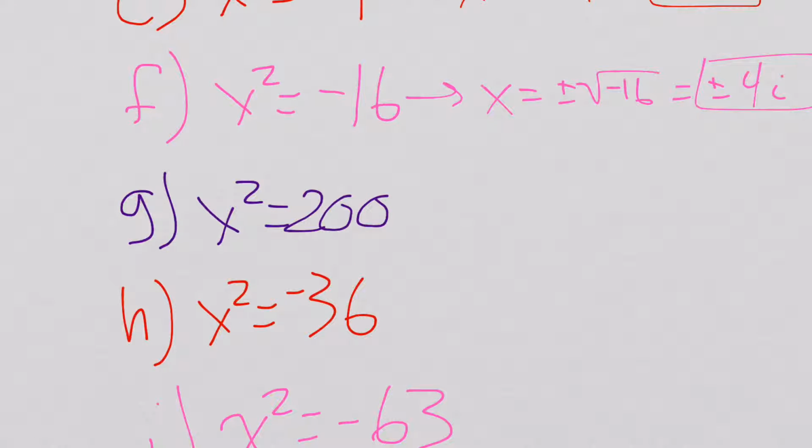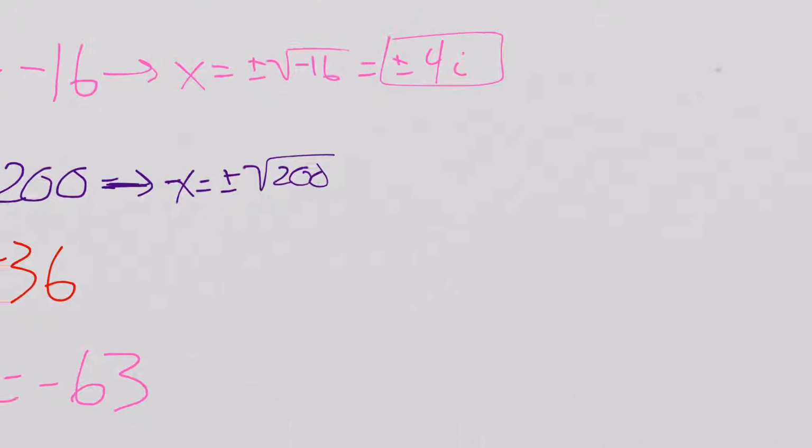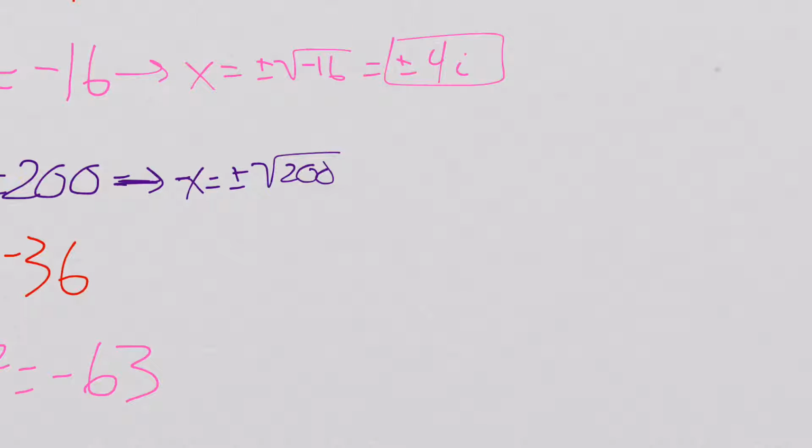Just a couple more here. 200, how do we split it up? Well, so let's say x equals plus or minus the square root of 200. And I can divide 200 by a bunch of things. So let's break it up however you want to. Let's divide it by 4. If I divide it by 4, then I get plus or minus the square root of 4 times 50. 5 times 4 is 20, so 50 times 4 is 200.